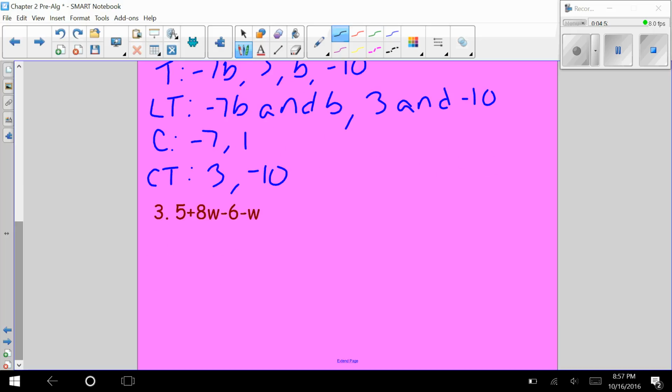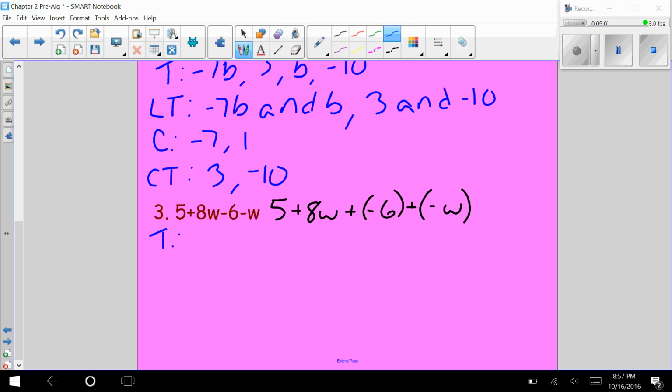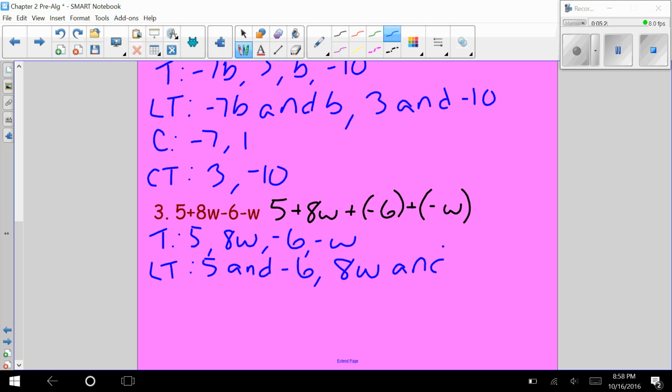Let's look at 5 plus 8w minus 6 minus w. Let's rewrite it as a sum: 5 plus 8w plus negative 6 plus negative w. So my terms are 5, 8w, negative 6, and negative w. My like terms, I can group together 5 and negative 6. I can also group together 8w and negative w.